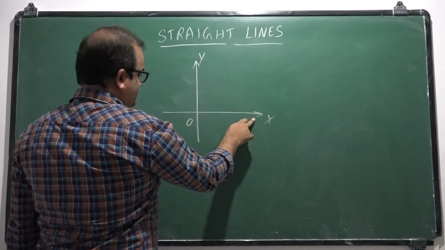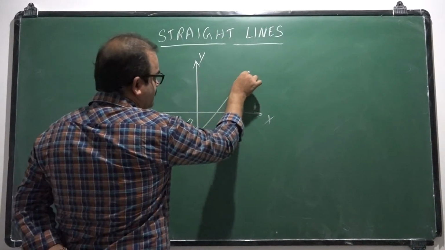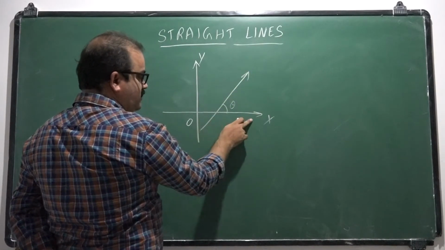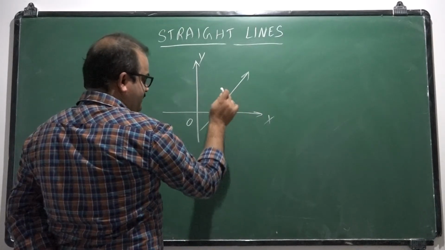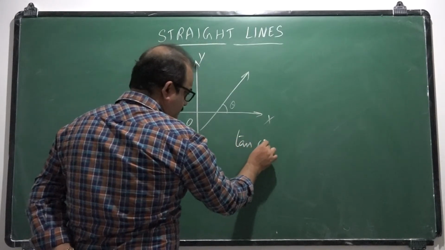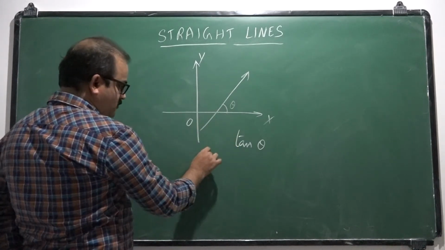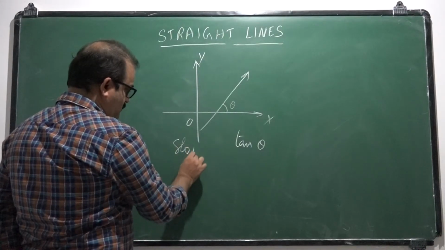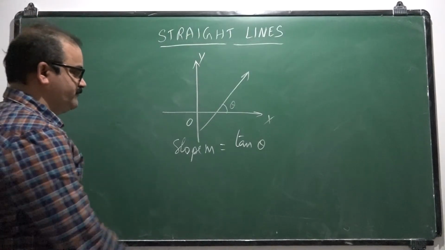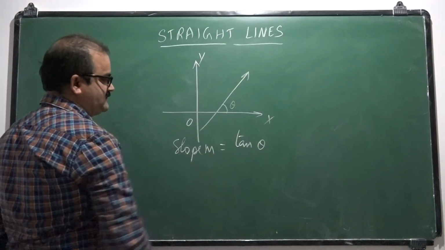This is x-axis and this is y-axis. Suppose a straight line makes an angle theta with the positive direction of x-axis, then its inclination is given by theta. That theta is called inclination of the straight line, and slope of that line is m is equal to tan theta. If theta is inclination of the line, then slope of that line is m is equal to tan theta.